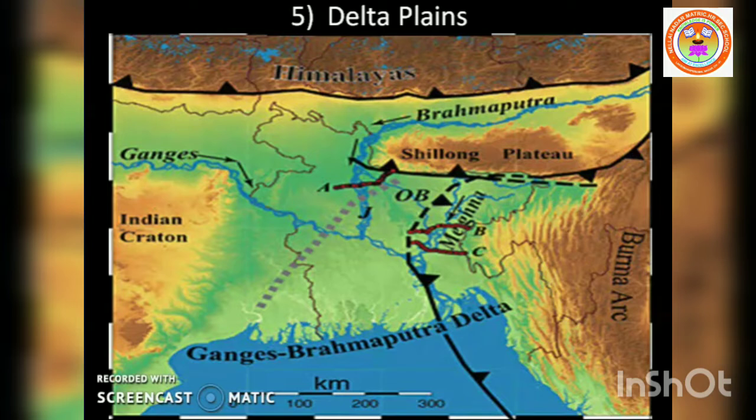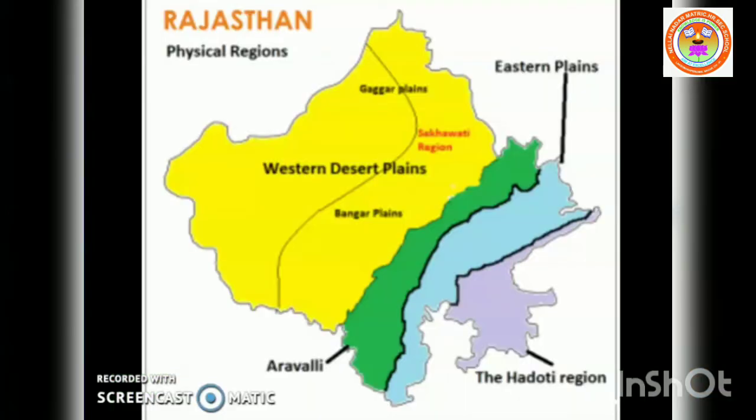The next one is on the basis of deposition of sediments. The northern plain is divided into 4 major regions. They are number 1, the Rajasthan plain, the Punjab Haryana plain, the Ganga plain and the Brahmaputra plain. First one, the Rajasthan plain.